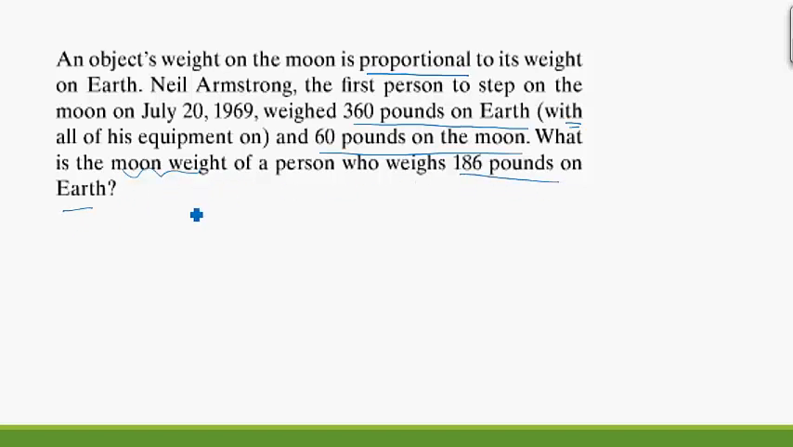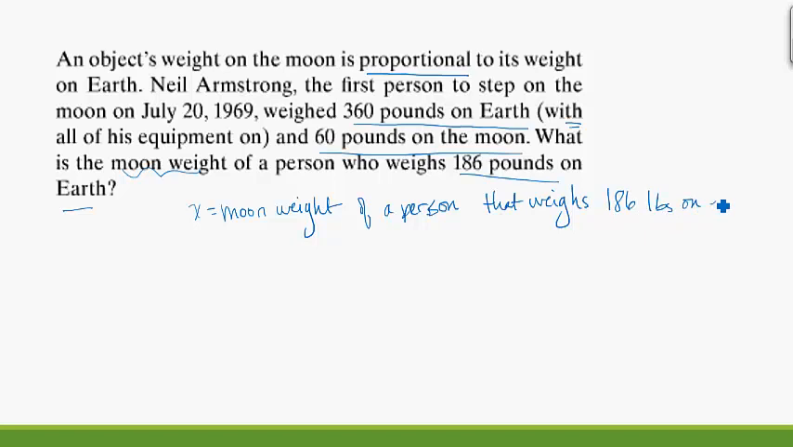So our unknown is the moon weight of a person that weighs 186 pounds on Earth. Okay, so we'll set up our ratio using what we know about Neil Armstrong. It's 360 pounds on the Earth and 60 pounds on the moon. So these two values relate because they're both about Neil Armstrong. Our unknown is our moon weight. So our moon weight was 60 pounds. So that's where our x is going to go here, and the 186 is how much they weigh on the Earth.